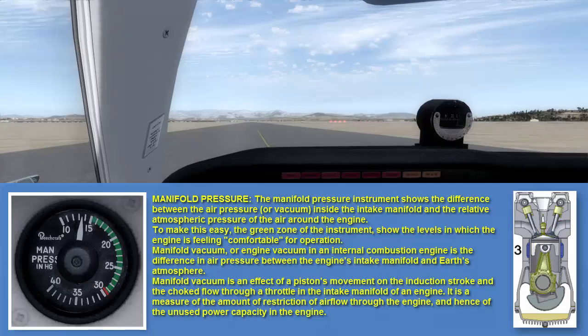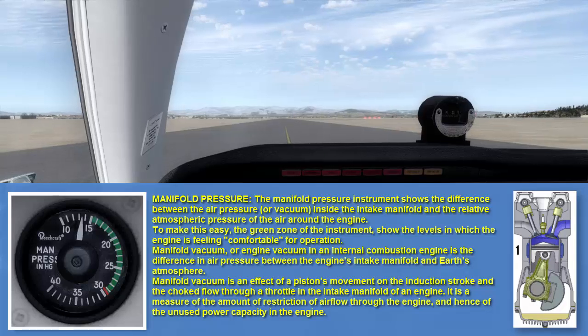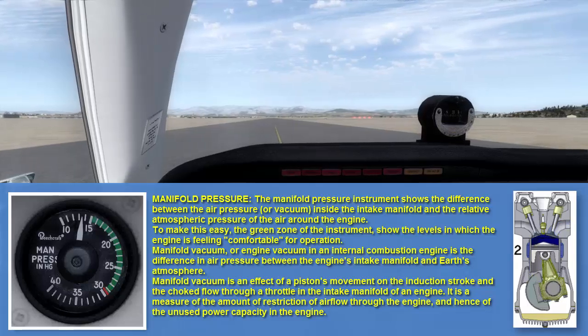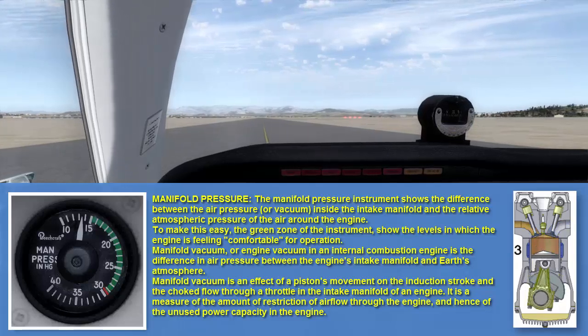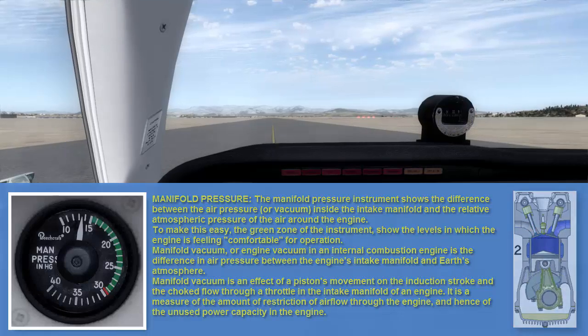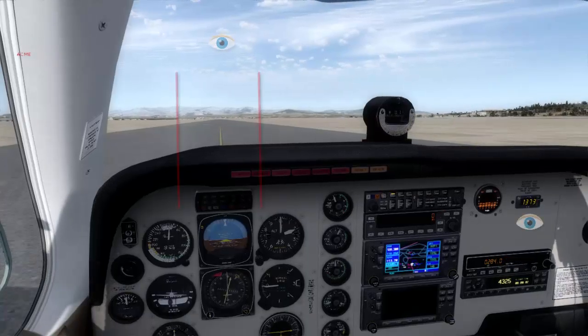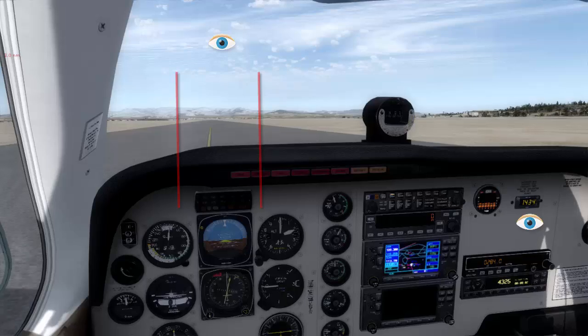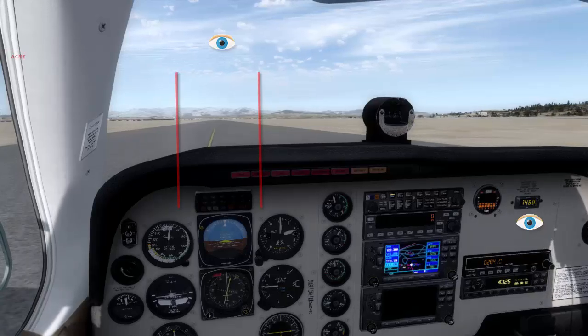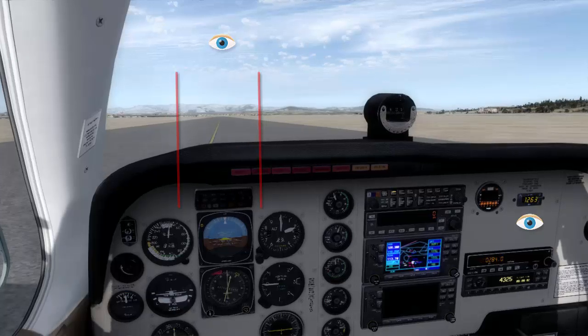But the manifold pressure is an instrument that shows the difference between the air pressure or vacuum inside the intake manifold and the relative atmospheric pressure of the air around the engine. And to make this easy, we need to understand that the goal here is to maintain the needle in the comfortable zone, or the green arc of this instrument. And there, I'm giving you a visual reference that you must have in mind when flying this aircraft.